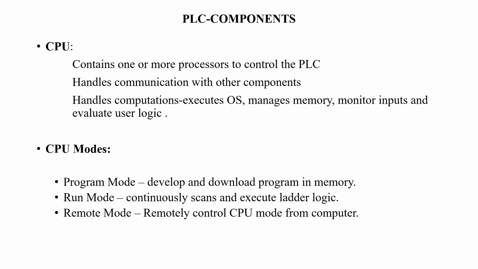The first one is program mode, which is used to develop and download the program into the memory. Next is run mode, which continuously scans and executes the ladder logic. And last is remote mode, which remotely controls the CPU mode from the computer, so that it can switch from program mode to run mode or run mode to program mode.